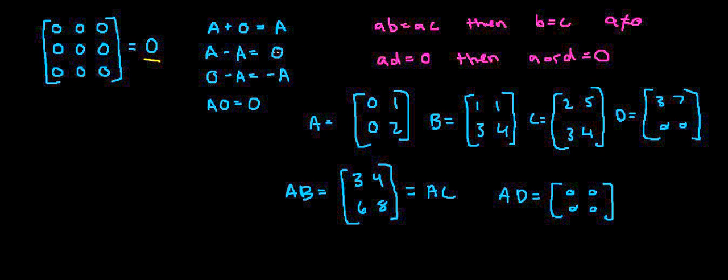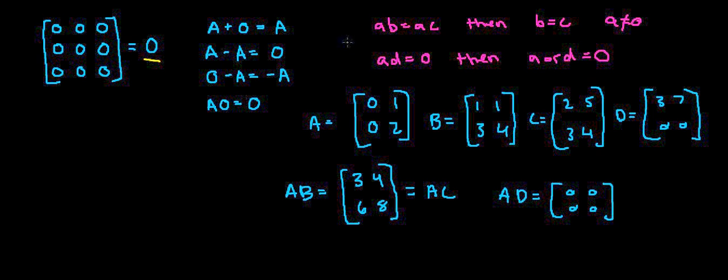A minus A is equal to 0. 0 minus A is equal to minus A. A times 0 is equal to 0, assuming, of course, that the two matrices can be multiplied together. So these are some familiar ones that still continue to apply in matrix arithmetic.